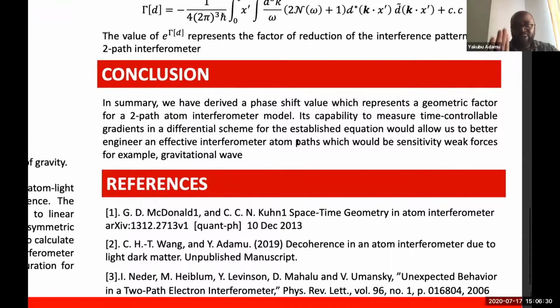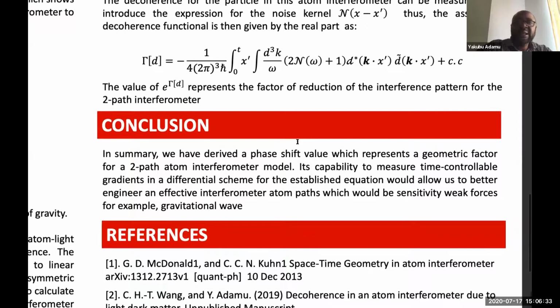Furthermore, we see that the complex part of the decoherence phase is actually the value that represents a function of the two parts, the classical part which defines the path which the atoms follow. And the associated decoherence function is given by the real part. So the exponential value of this represents the factor of reduction for the interference part of the two-part interferometer.